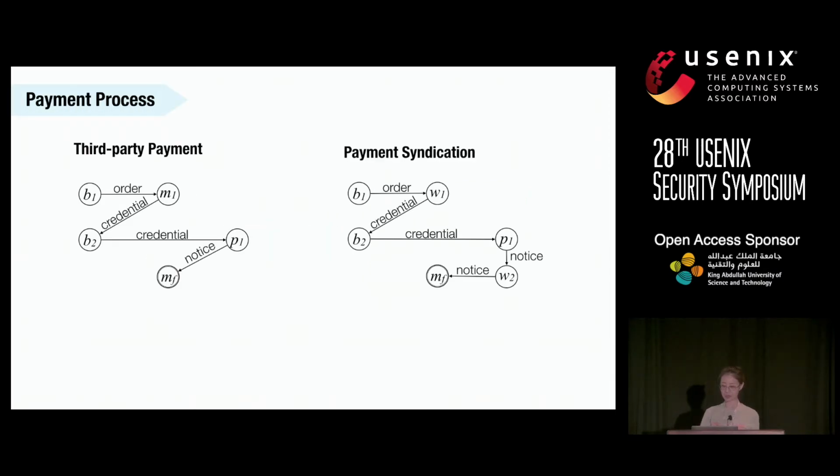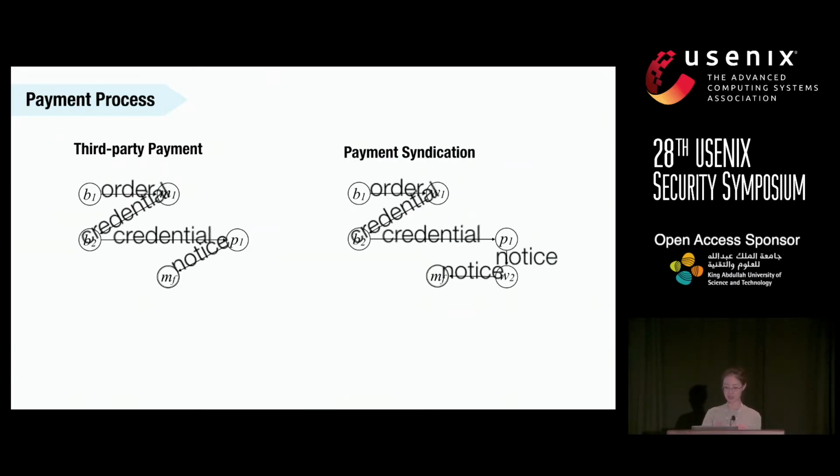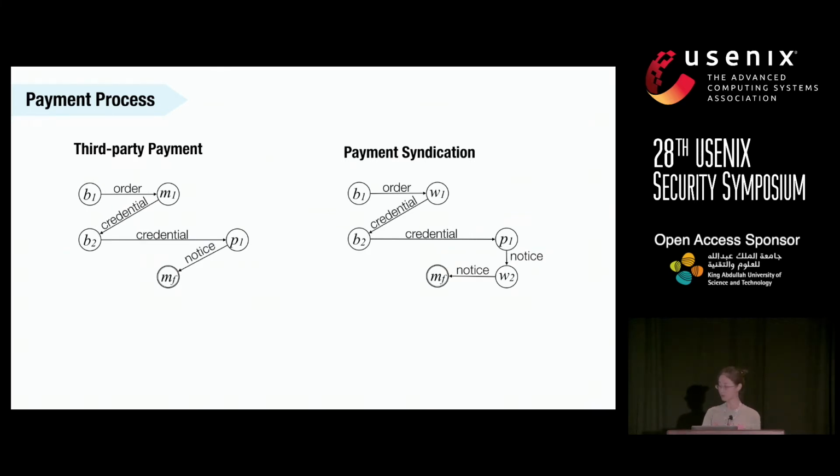So for the payment process, we use an FSM, a finite state machine, to formalize it. As shown in the figure, each node represents a state of a party, such as the buyer, the merchant, the third-party payment, and the syndicator. And each edge represents a transition in which the party of the former state sends a message to the party of the latter one. Since the syndication payment service is going to help merchants do their work, we can view its FSM as an extension of the third-party payment's, as shown in the figure.